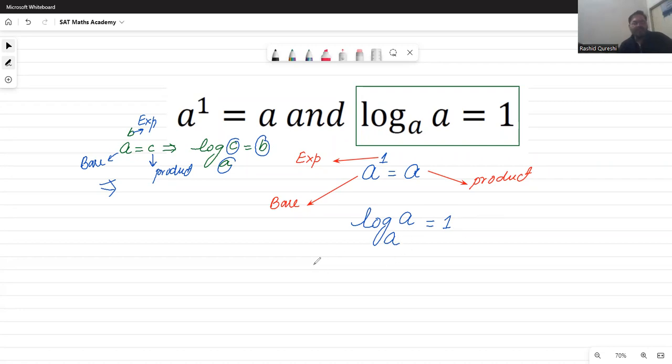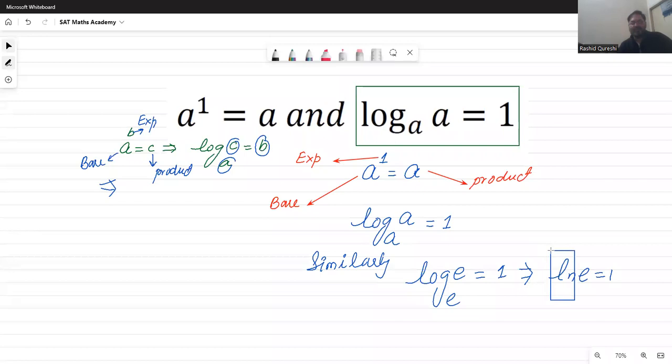Okay. Similarly, we have log of e with base e is equal to 1. In the shortcut, we write log natural of e is equal to 1. So we have to remember this result. That is a very important result. Log natural of e is always equal to 1.